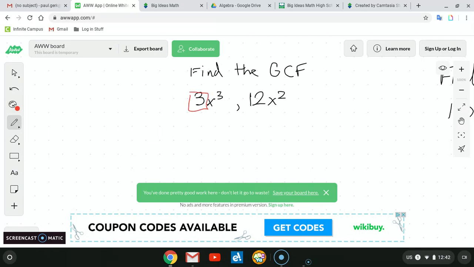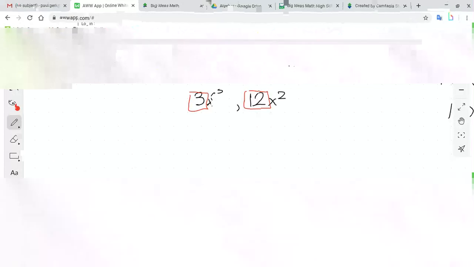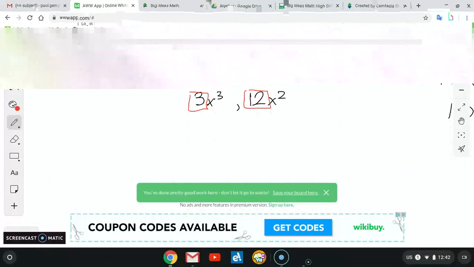All right, so let's talk about the coefficients. 3 and 12. So the greatest common factor, what's the biggest number that I can divide the 3 by and the 12 by? So if I come over here and I do 3, what are the numbers I can divide 3 by? Well, I can do 3 divided by 3. I can do 3 divided by 1.